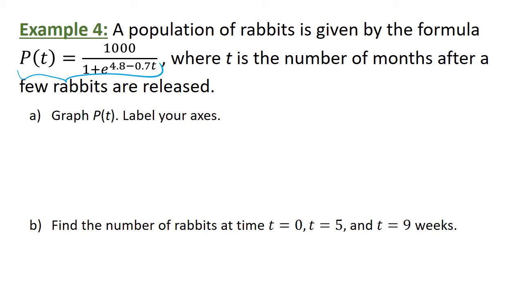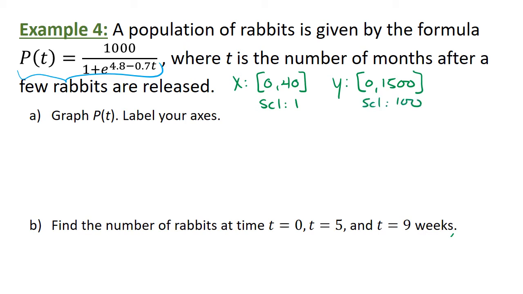Now, when you are graphing this, I would recommend using a window something along the lines of 0 to 40 on the x-axis. Remember, x is going to be t in this case, representing time. I think a scale of 1 or 2 would be fine. Then on the y-axis, I would use 0 to about 1500, and you can scale it by 100 maybe.